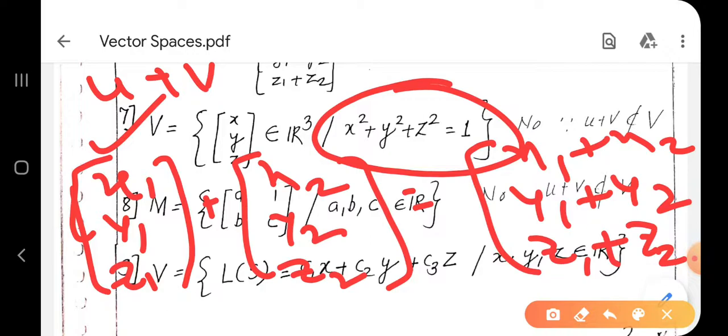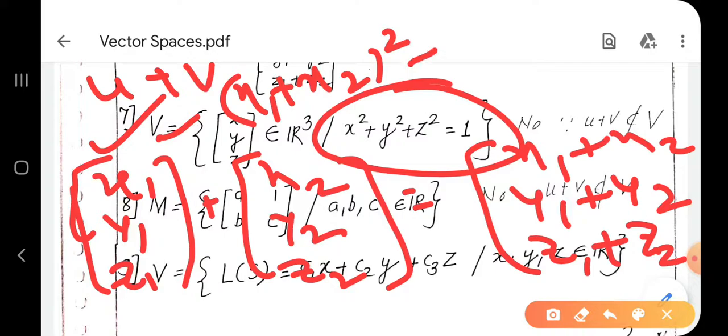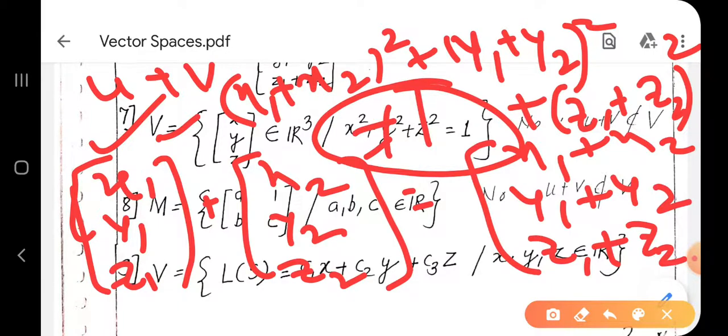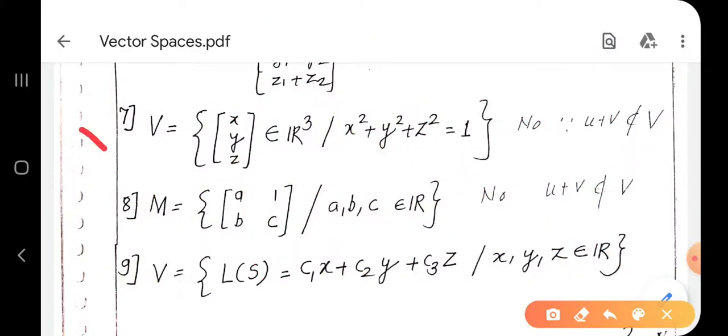Now when this x1 plus x2, y1 plus y2, z1 plus z2 belongs to V, if it satisfies x square plus y square plus z square equal to 1, means here (x1 plus x2) square plus (y1 plus y2) square plus (z1 plus z2) square, it must be 1, but it is not equal to 1. Means u plus v does not belong to V. Therefore, our V is not a vector space. So this is not a vector space.